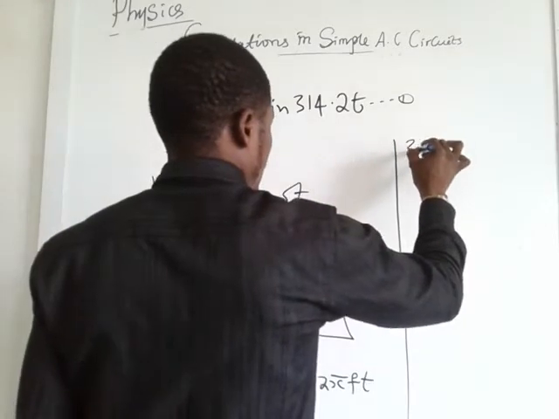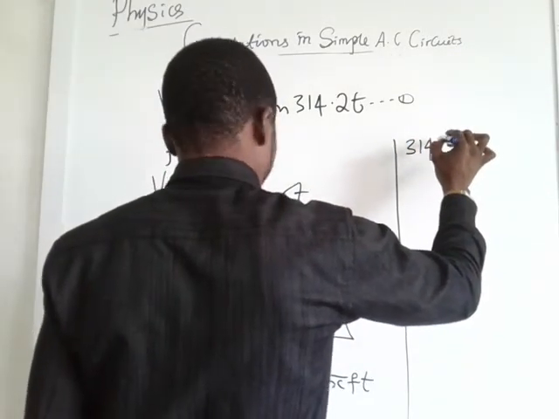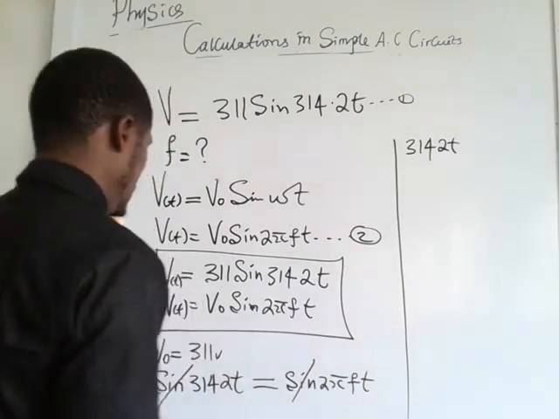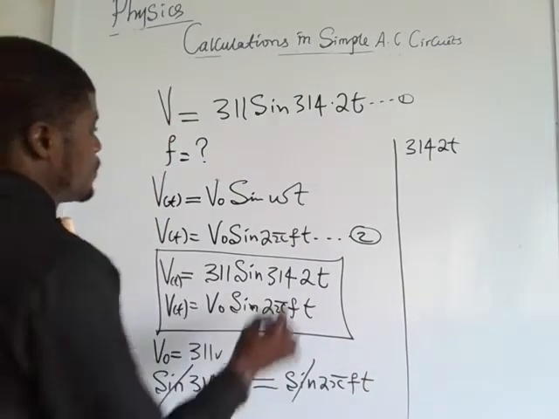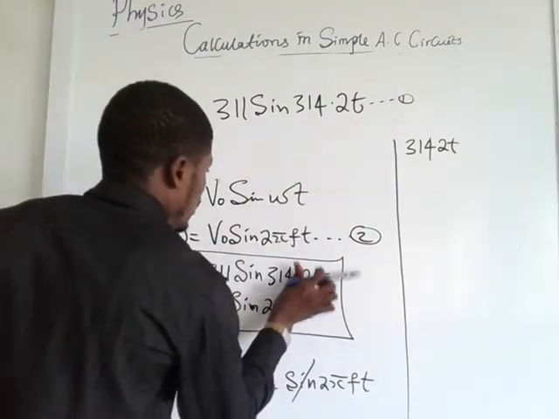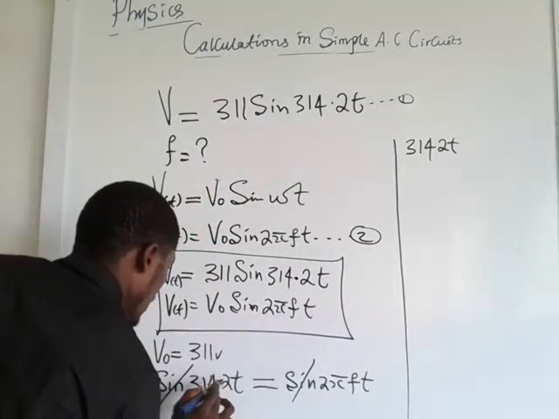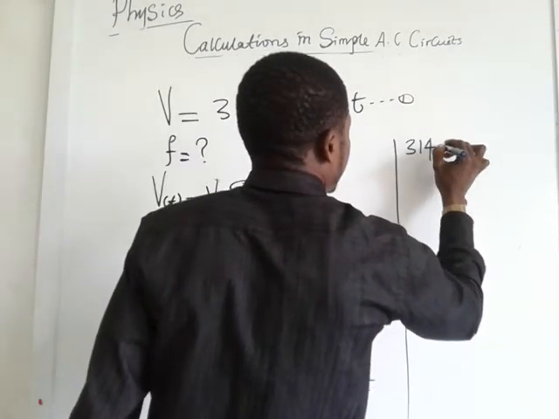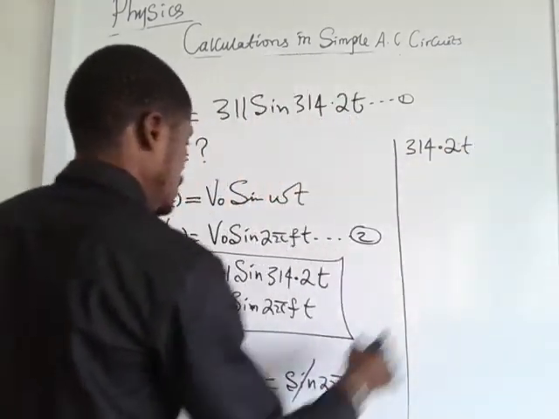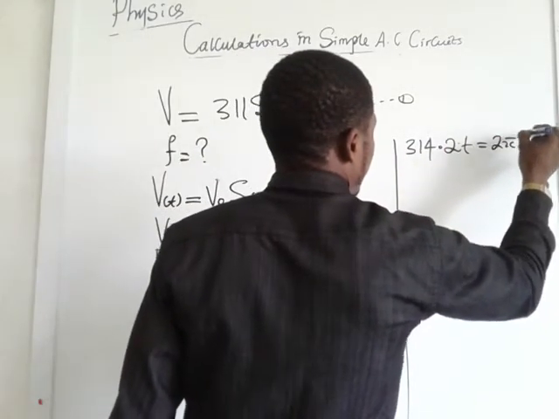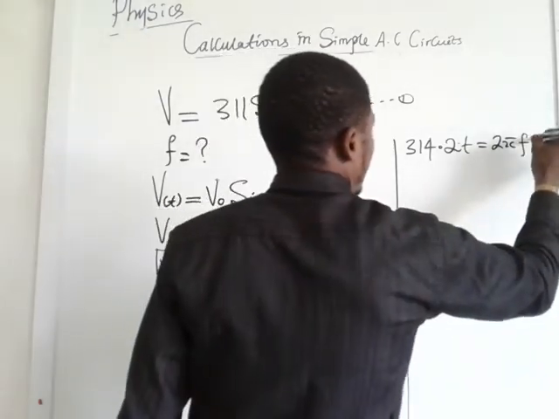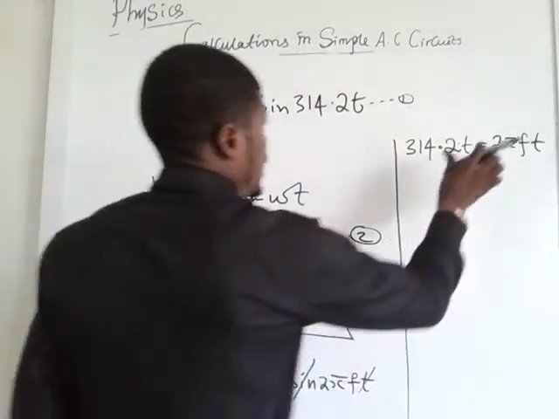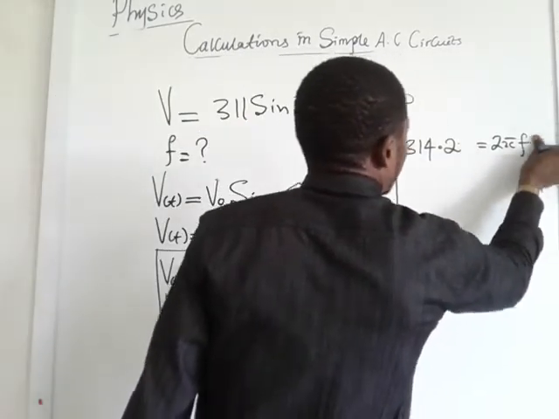You're left with 314.2t. A point is here, please. Do that quickly. 314.2t is equal to 2 pi ft. Okay, t also cancels t here, and then we don't have t on either side.